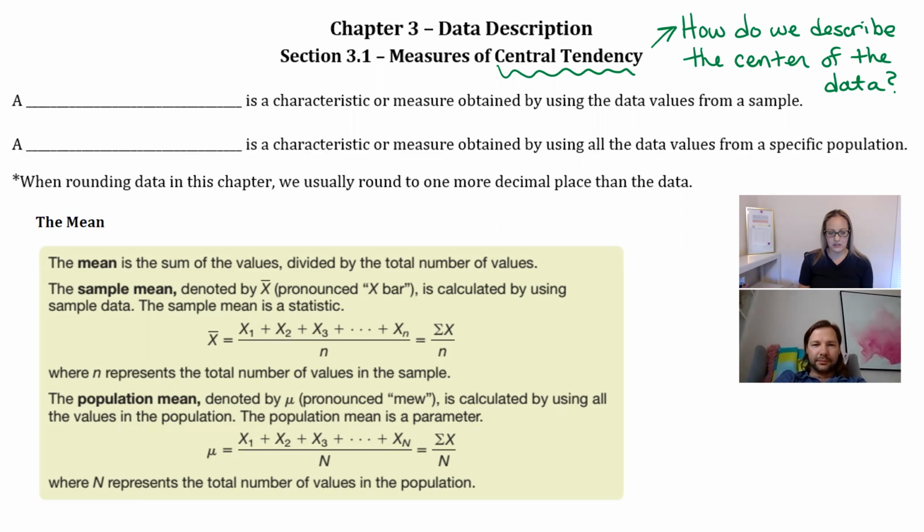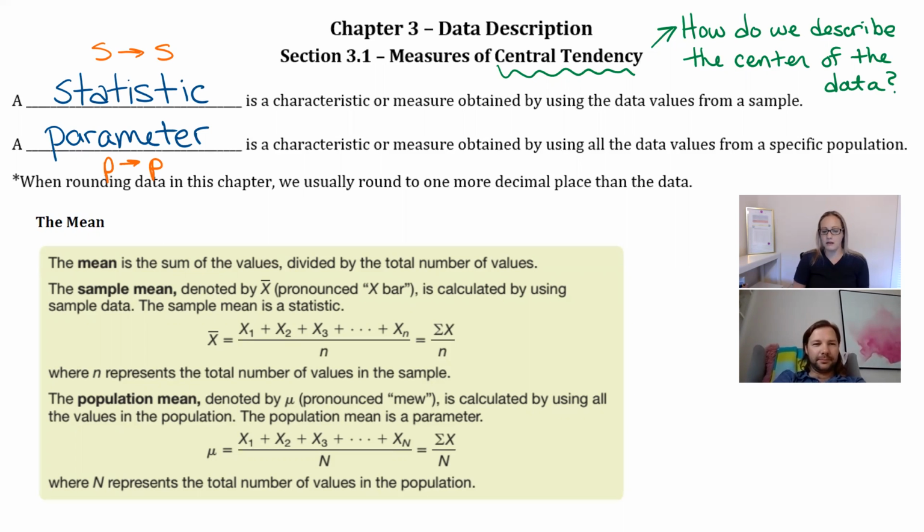So just a couple definitions first before we start. A statistic is a characteristic or measure obtained by using the data values from a sample. And a parameter is a characteristic or measure obtained by using all of the data values from a specific population. So technically, when we're talking about data from a sample, we should be using the word statistic. And when we talk about data from a population, we should be using the phrase parameter. But really not a big deal if you mix those up. An easy way to remember it, though, is that S goes with S and P goes with P. So statistic, sample, parameter, population.